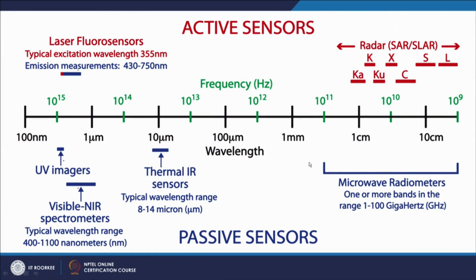Then the passive microwave region, which is given here in blue, starts from roughly 0.5 centimeter up to maybe 20 or 100 centimeters. Now if we go for active sensors, then laser fluorescence sensors are possible, but there are no regular satellites which are covering this part. So we will focus more on this.